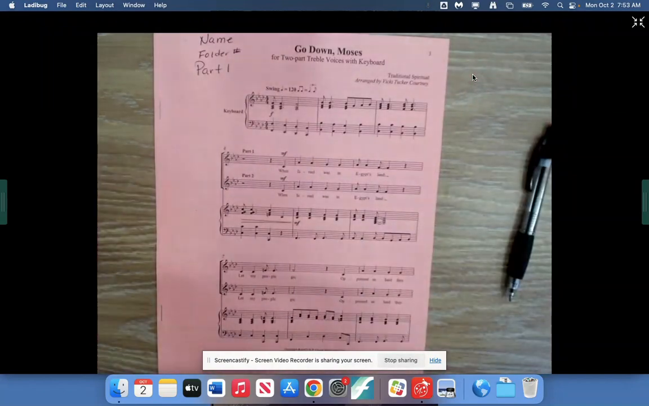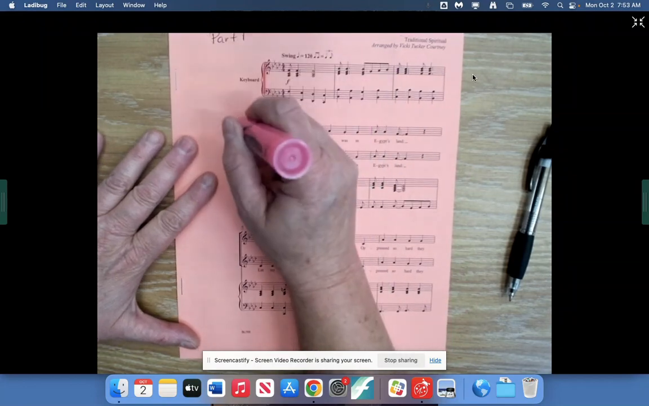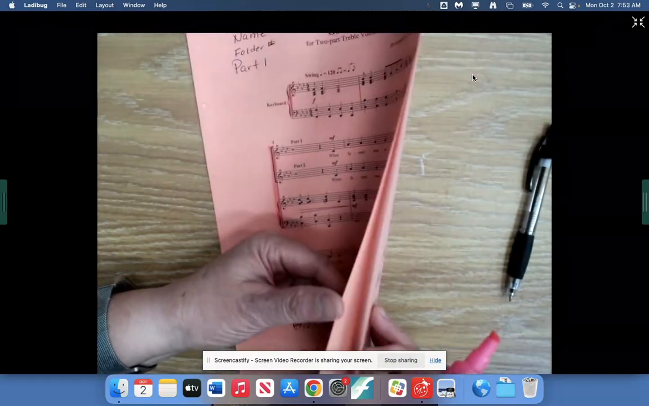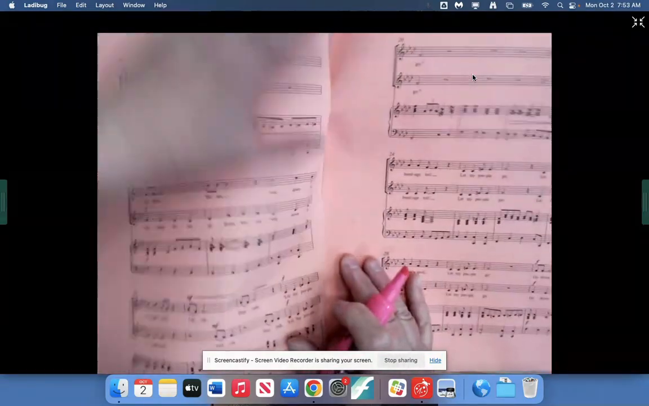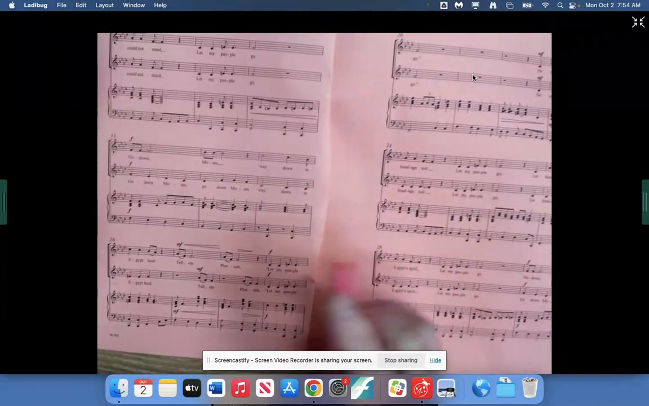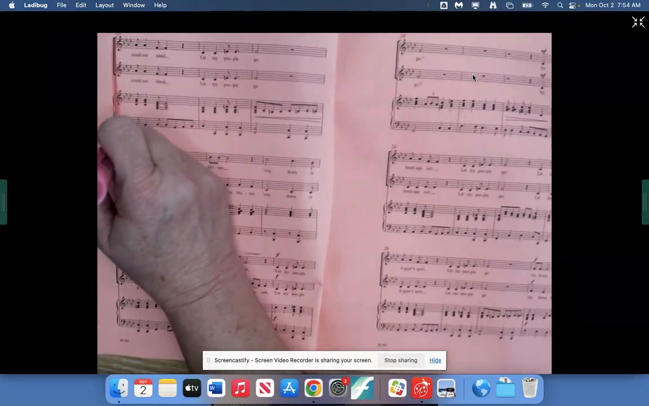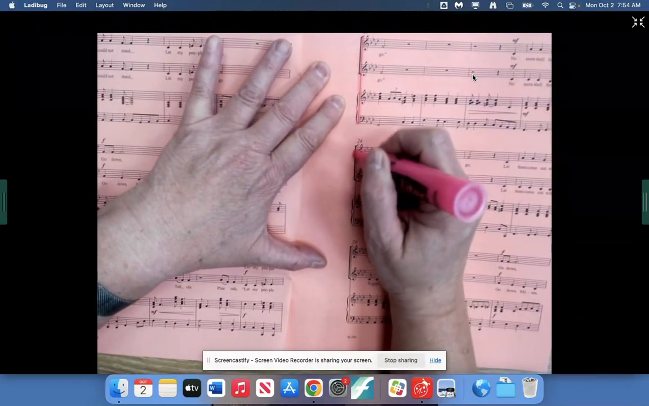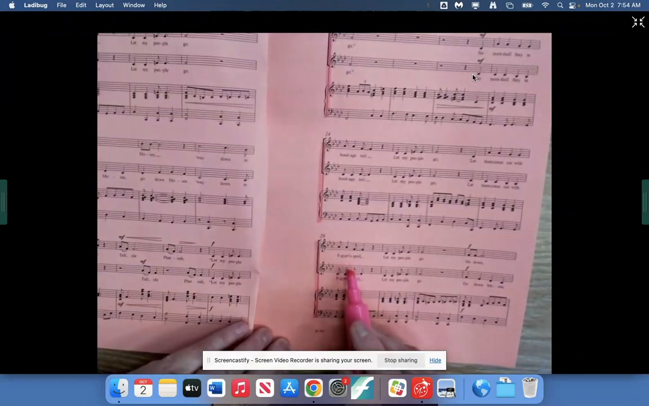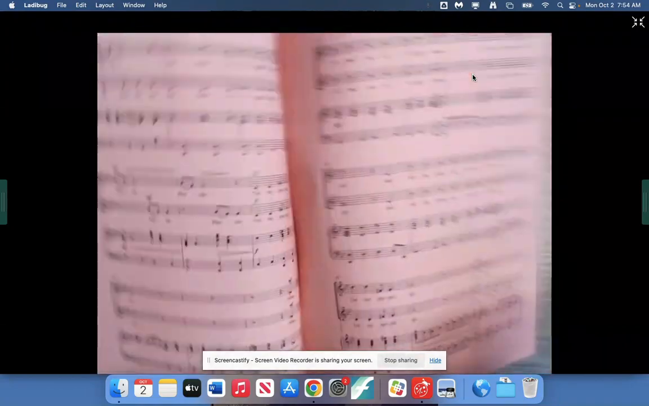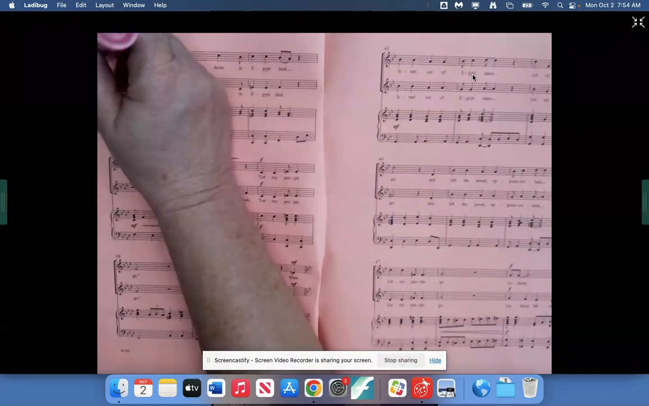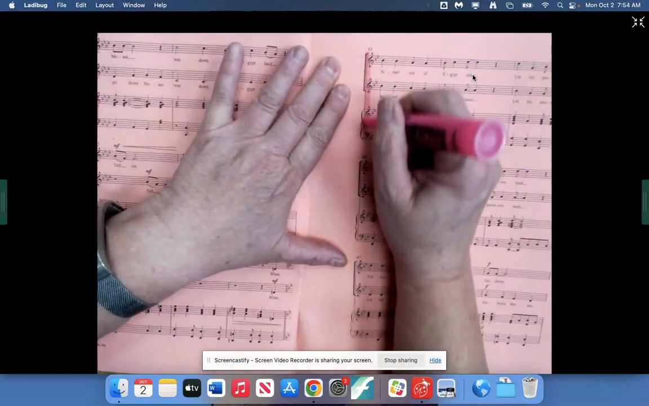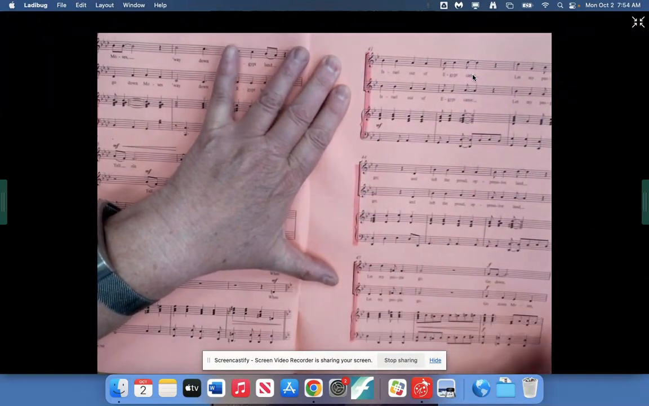Okay, we'll start by highlighting the system connectors on each page. Every page has 3 systems on it. And with the exception of the first system, back on the first page, they all have 4 staves per system. Part 1, part 2, right-hand piano, left-hand piano. Part 1, part 2, piano, piano. We should be getting pretty quick at doing these.